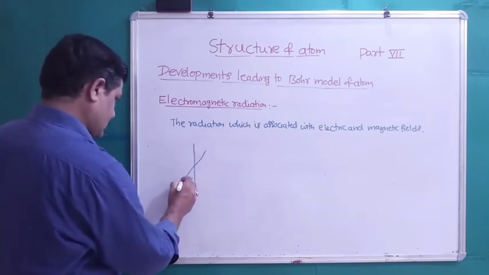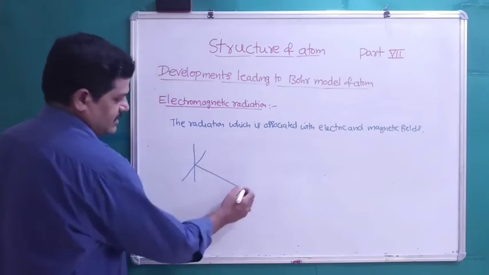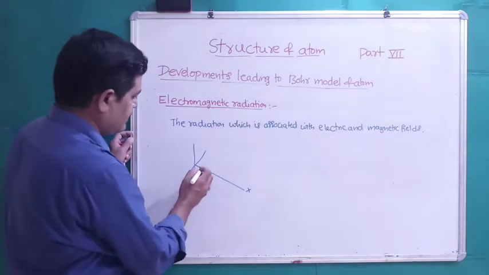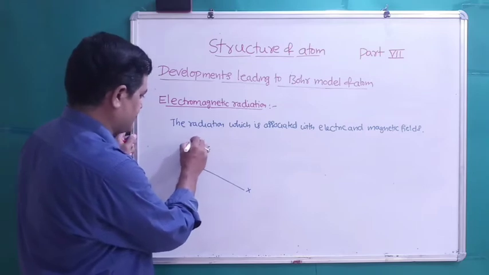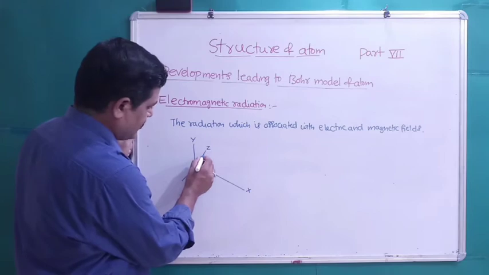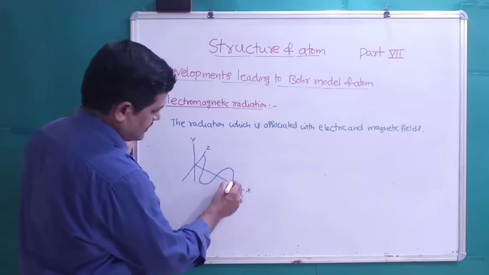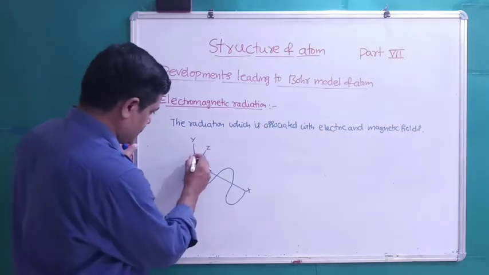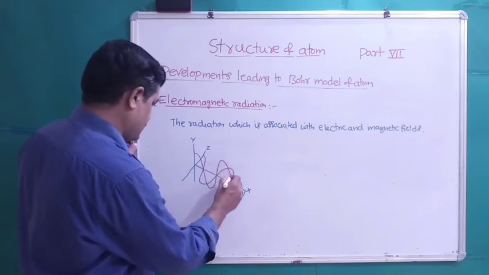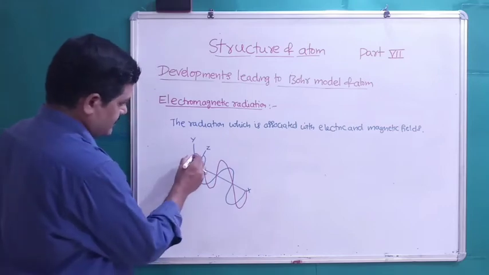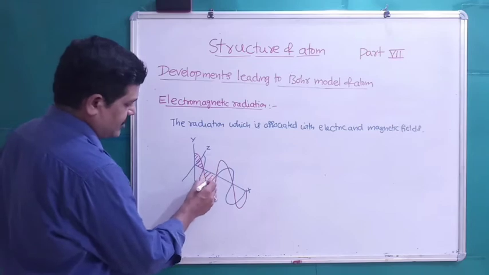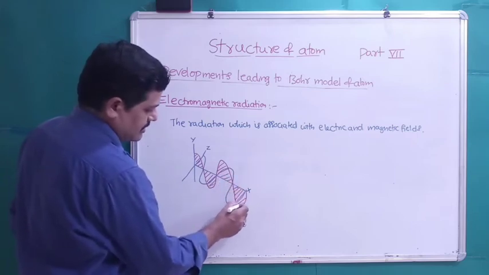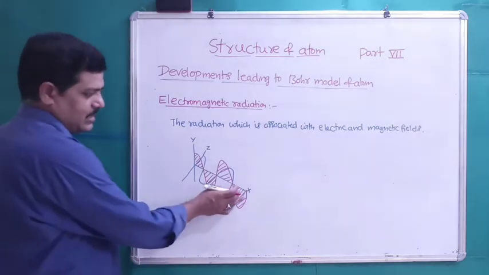Let us assume that the direction of propagation for the electromagnetic radiation is the x-axis. Along the x direction, electromagnetic radiation is propagating, right? Then assume this as a z-axis, this as a y-axis. Along the z-axis, the magnetic field component is present, and along the y-axis, the electric field component is present, right? So the magnetic field and electric field components are perpendicular to each other, and both are perpendicular to the direction of propagation. Here the direction of propagation of the electromagnetic wave is along the x direction.